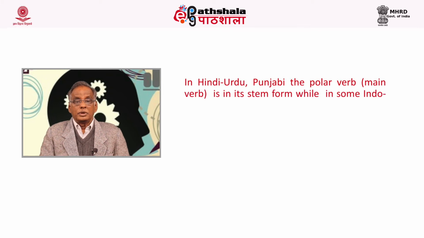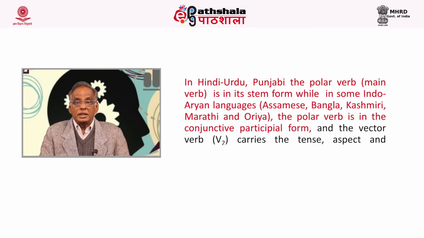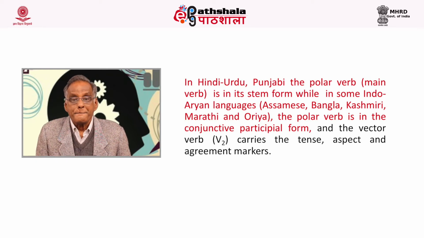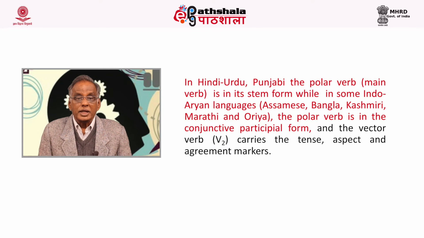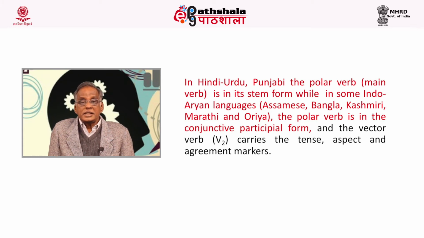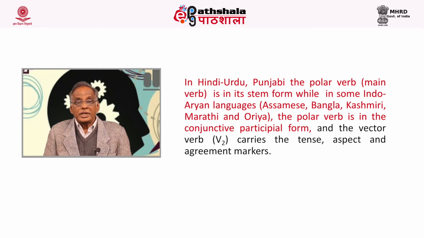In Hindi, Urdu, and Punjabi, the polar verb, that is the main verb, is always in its stem form. You know the difference between an infinitive and a stem. For example, in Hindi, karna is the infinitive, kar is the stem. While in Indo Aryan languages such as Assamese, Bangla, Kashmiri, Marathi, and Odia, the polar verb is in its conjunctive participle form. It's like in Dravidian. And the vector verb V2 carries the tense, aspect, and agreement markers.